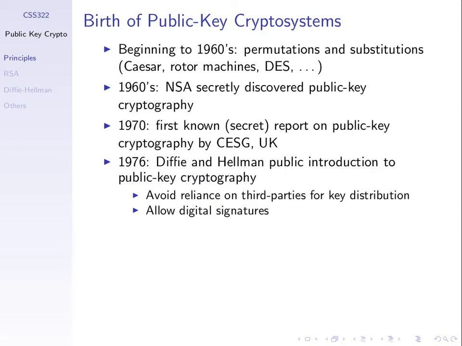The first public report was by two people called Diffie and Hellman. In 1976, they introduced the concept publicly of public key cryptography. It wasn't until more recently that these earlier reports from the UK and NSA came out. They were kept secret. The idea of Diffie and Hellman was to develop a technique that didn't rely on other parties to help distribute the keys. The main problem with symmetric key cryptography is that source and destination must have the same shared key. For me to get the key to someone else is very inconvenient.